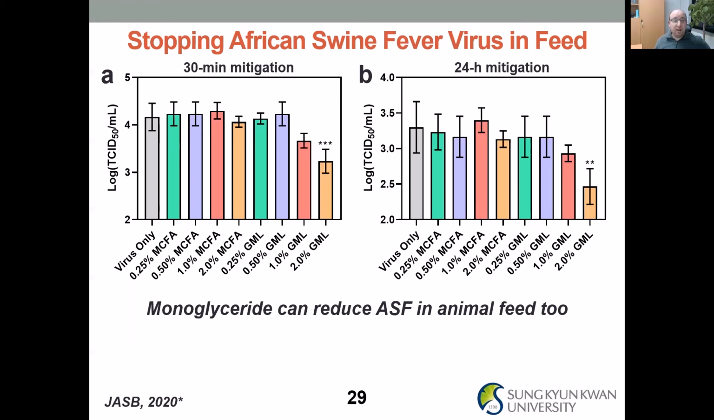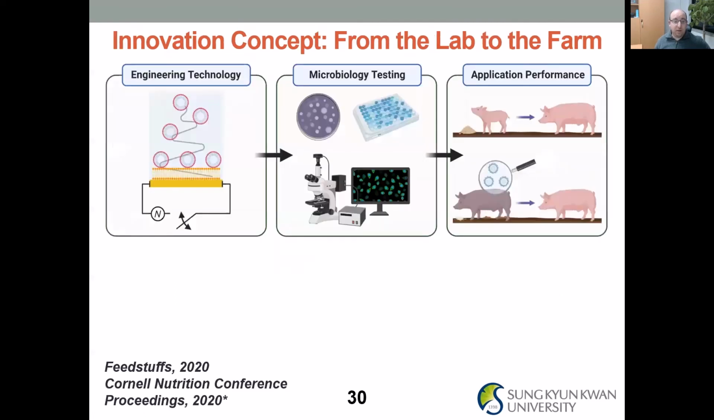We've also continued exploring GML in a cocktail of medium chain fatty acids to inhibit ASF directly in feed. And we saw that when we doped feed with these compounds and then added virus, the GML significantly inhibited virus in the feed within time periods as short as 30 minutes. It was also effective over longer periods, and also demonstrated much higher efficacy than the fatty acid combination tested in parallel. So this was very promising initial evidence that monoglycerides such as GML can reduce ASF in animal feed. And this is a promising example more generally of how we can use engineering technology in combination with microbiology testing to develop really high performance agricultural innovations.